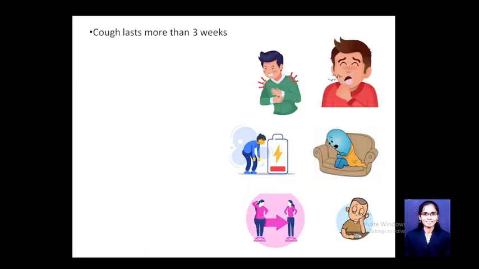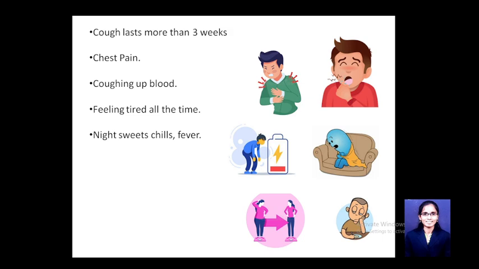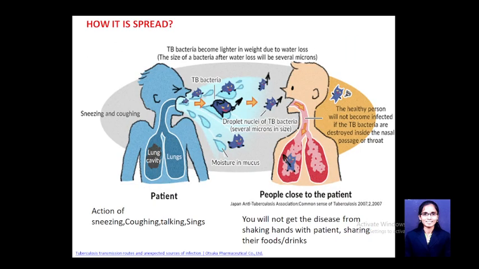So these are the main symptoms along with the coughing. If the cough lasts for more than 3 weeks, if there is chest pain, if you are coughing up blood, if you are feeling tired all the time, if there are night sweats, chills and fever, if there is loss of appetite, or if there is loss of weight, then definitely you have to get checked for TB. How is it spread?